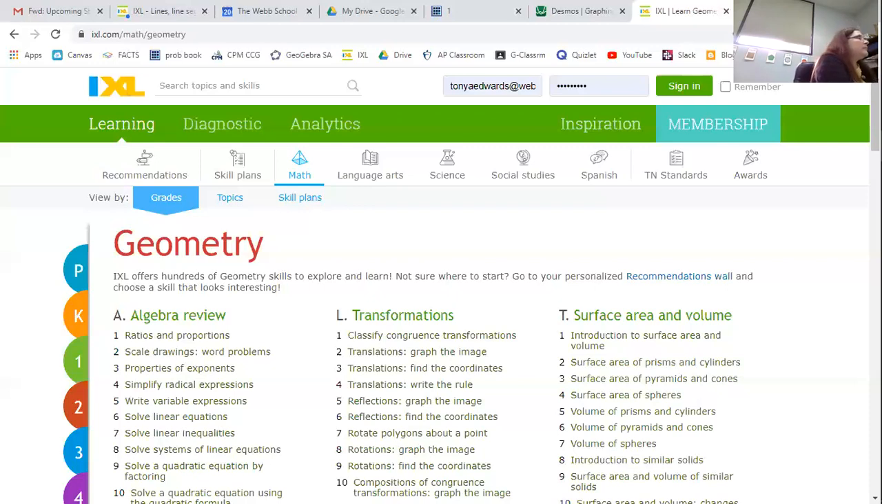What I want to show you is when you log in, if you just log into iexcel.com and put in your login, you're just going to end up on the learning page. And what I want to make sure you do is scroll down. You can see this is pre-K, kindergarten. It goes through all the grades until it gets to Algebra 1 and geometry. Make sure you're on the G tab, okay?